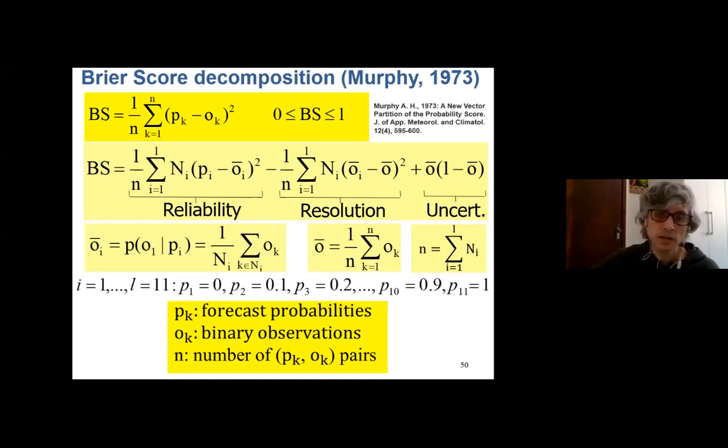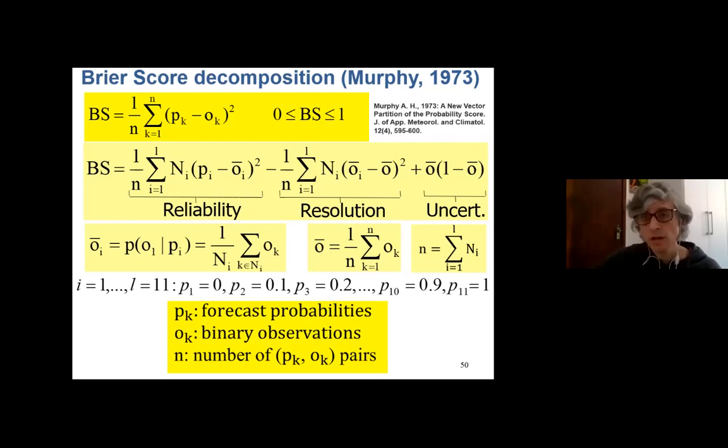And the opposite case is when the event never occurs. Your binary vector is full of zeros, always. So the event never occurs, your o-bar will be zero, and in that case your uncertainty term will also be zero. You know exactly what's going to happen. There is no uncertainty on the event you are predicting because you know that it's never occurring. So uncertainty appears in events that have an observed climatological frequency different from zero and one.